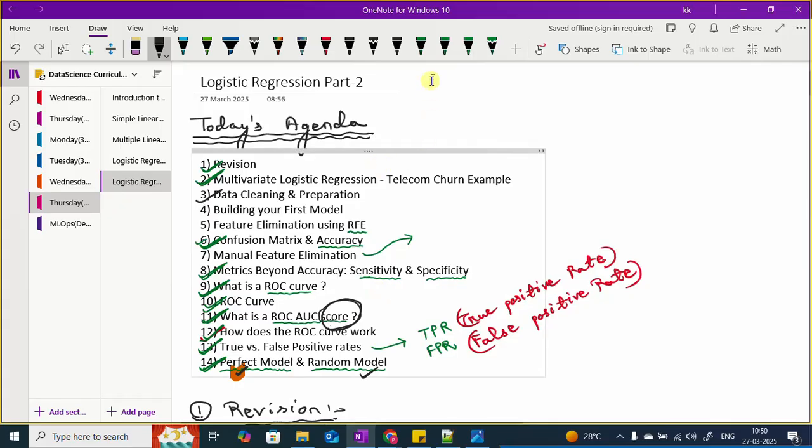I'll show you this one as part of my activity. I'm building a first model and feature elimination using RFE. What RFE is and all that, I'm going to discuss. Okay. Feature elimination using RFE.